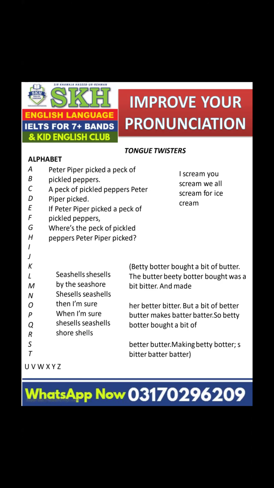Betty Butter bought a bit of butter. The butter Betty bought was a bit bitter and made her batter a bit bitter. But a bit of better butter makes the batter better. So Betty Butter bought a bit of better butter, making the batter a bit better.